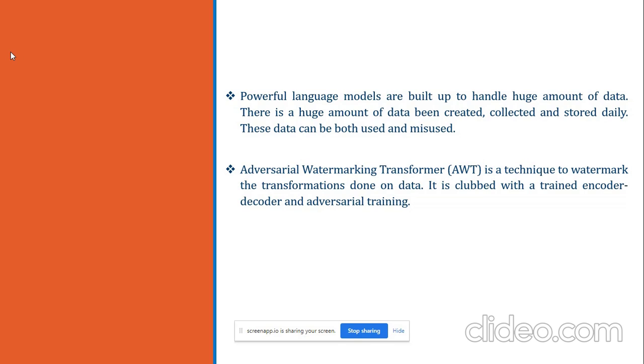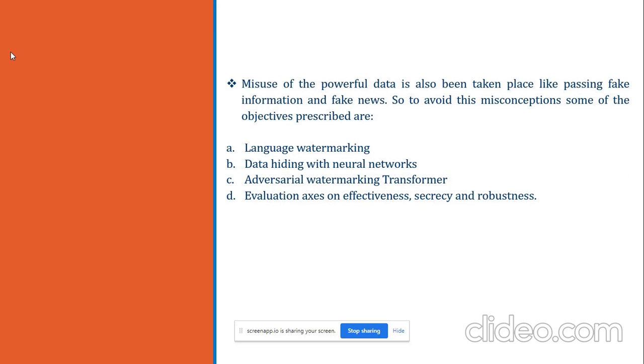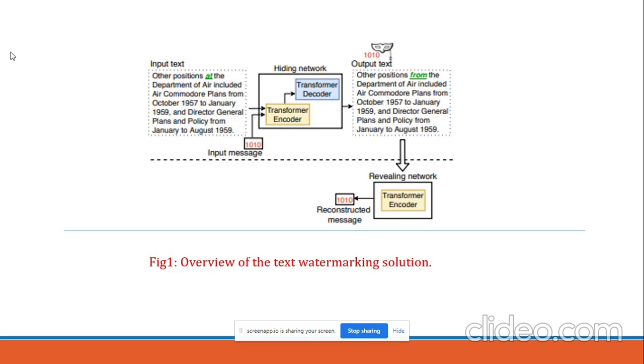It is clubbed with a trained encoder and decoder and adversarial training. Misuse of the powerful data has also taken place, like passing fake information, fake laws and fake news. So to avoid this misconception, some of the objectives prescribed are language watermarking, data hiding with neural network, adversarial watermarking transformer, and evaluation across the axes of effectiveness, secrecy, and robustness.